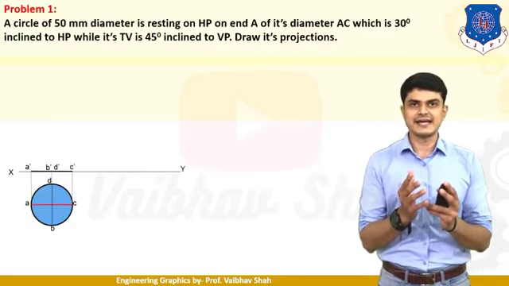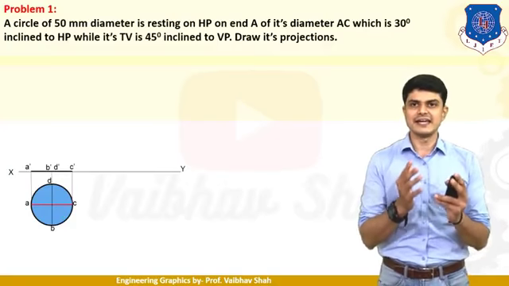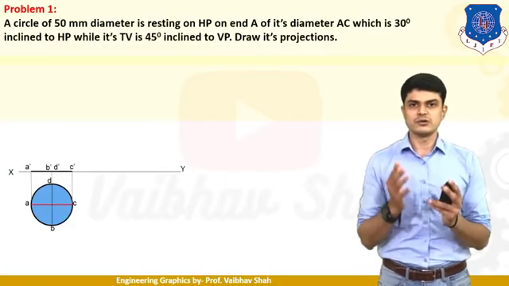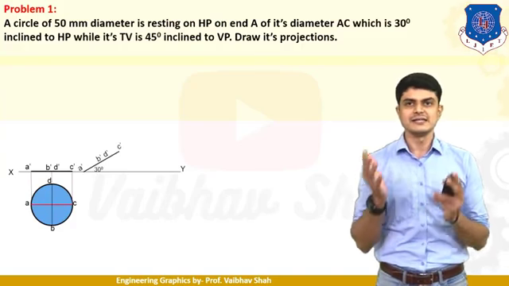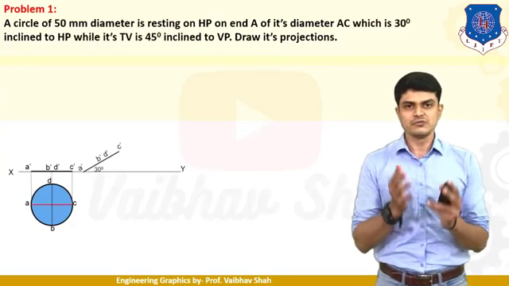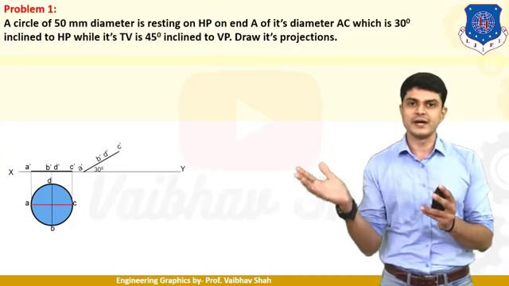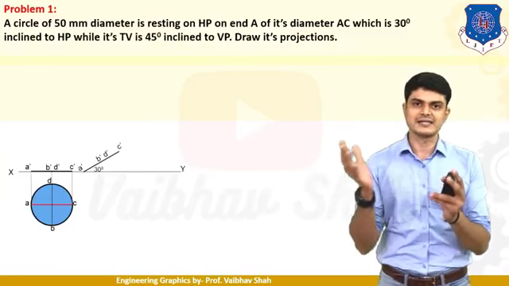Then it is said that the diagonal AC is 30 degree inclined to HP. So the front view is now inclined at what? 30 degree inclined to HP. So diagonal AC is now 30 degree inclined to HP. So we should draw the previous front view at 30 degree now. So we have drawn this line at 30 degree.